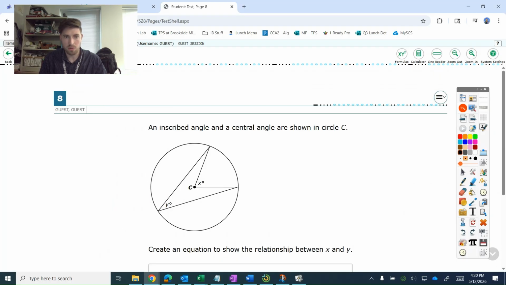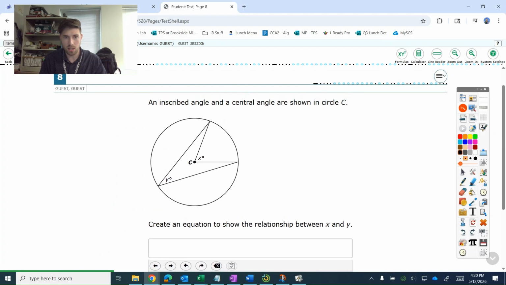Question number 8, we've got an inscribed angle and a central angle shown. So they're telling us what type of angles these are in circle C. And so what we know is that a central angle, x, is going to be equal to the measure of the arc that it intercepts. An inscribed angle is going to be equal to half of the measure of its intercepted arc.